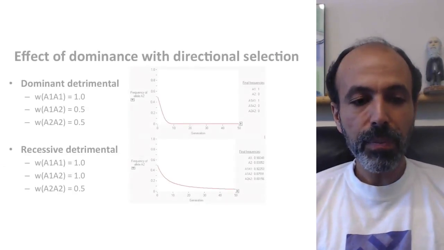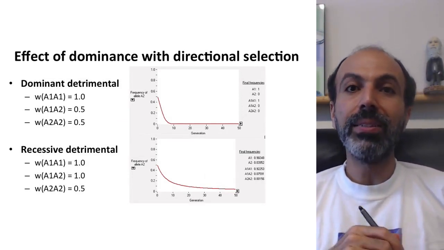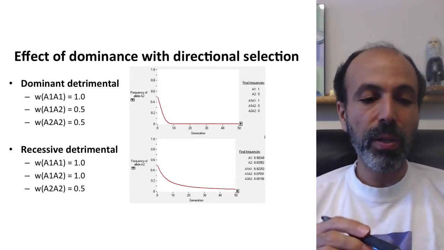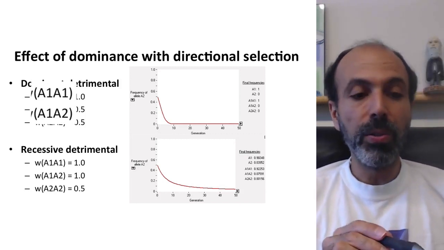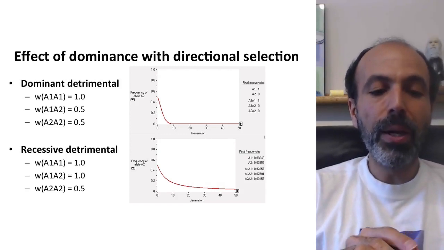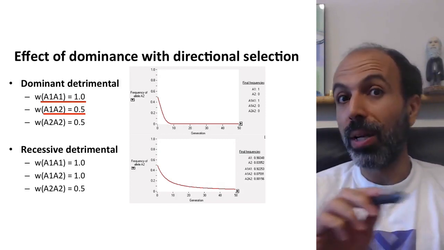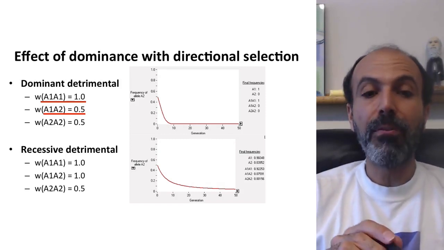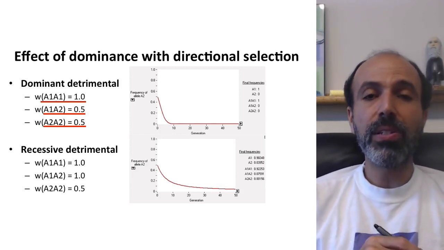Now, we can see this. Here is the effect of dominance with directional selection. This is using that allele A1 software that I mentioned before. So let's look at the case now. The alleles in this case are called A1 and A2. So if genotype A1A1 has a fitness of 1.0, genotype A1A2 has a fitness of 0.5, so we're not eliminating all of them, we're just eliminating half of them. It has half the relative fitness. Genotype A2A2 has a fitness of 0.5.